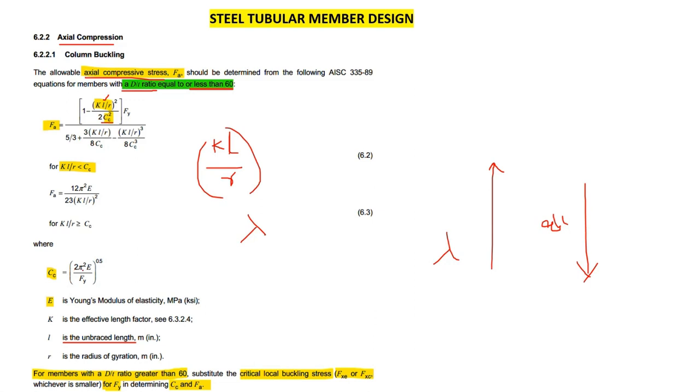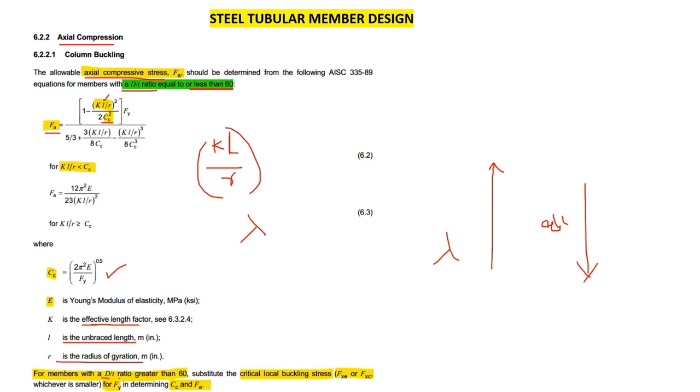Cc is nothing but the square root of 2 pi squared E by Fy. These values are all used for calculating the allowable axial stress. Here, E is the Young's modulus, K is the effective length factor. We will see how we calculate the effective length factor in a subsequent section. And R is the radius of gyration.